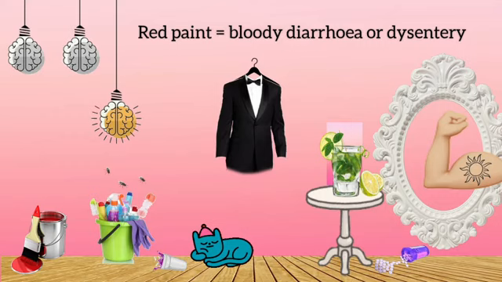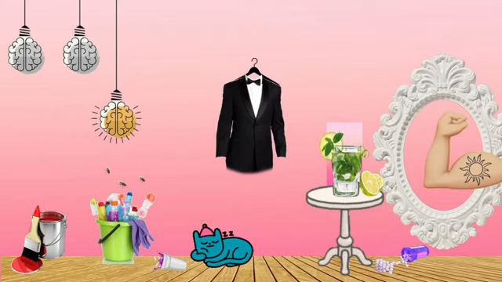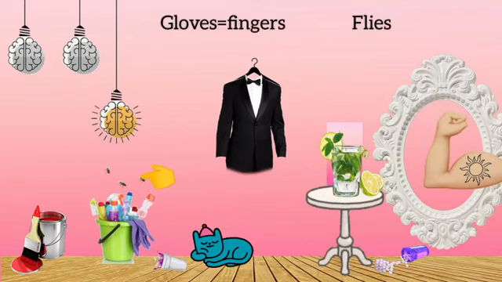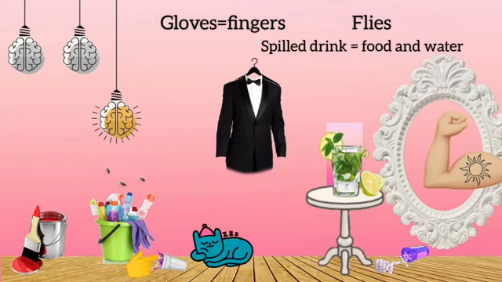Shigella causes dysentery. In the bucket, you can see there is a pair of gloves which signify fingers, and there are flies over the bucket. Also, the cat has spilled a glass of drink, which will remind you of food and water. So these all represent the modes of transmission of Shigella, that is fingers, flies, food and water, and feces.